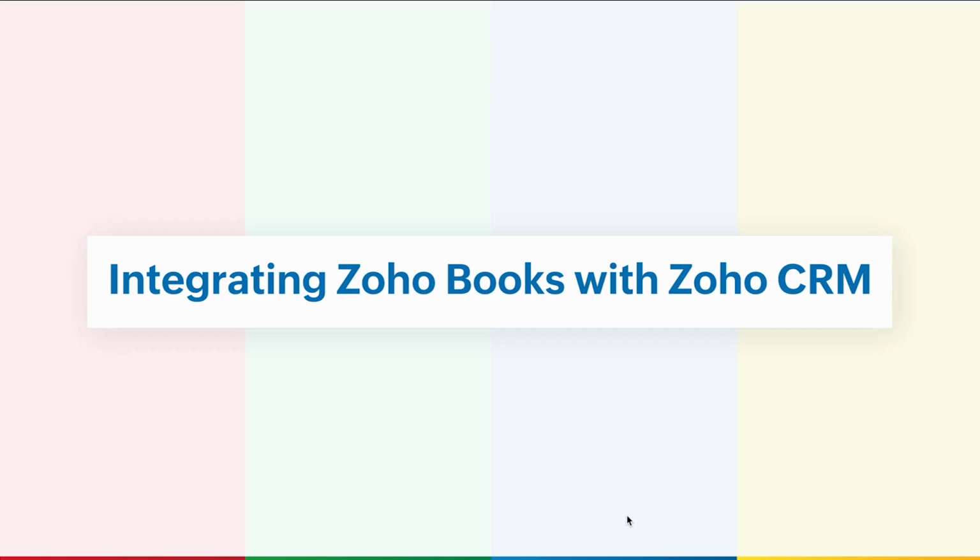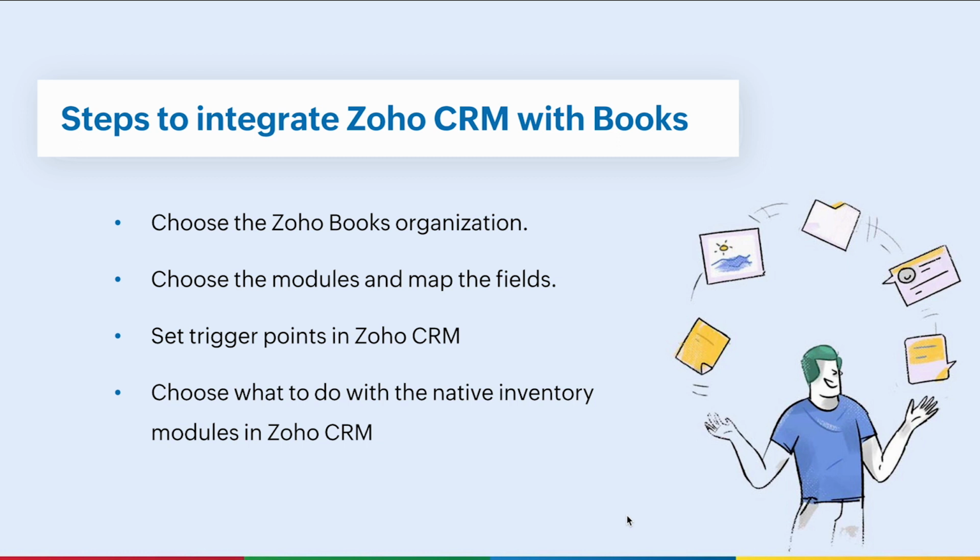Let us walk through the integration process. You can configure the integration from either Zoho Books or Zoho CRM. So, let's get to work. This integration has to be configured by the following steps shown here. We will see each of these in detail shortly. First, you have to choose the Zoho Books organization. Next, choose the modules and map the fields. Then, you can set trigger points in Zoho CRM and choose what to do with the native inventory modules in Zoho CRM.